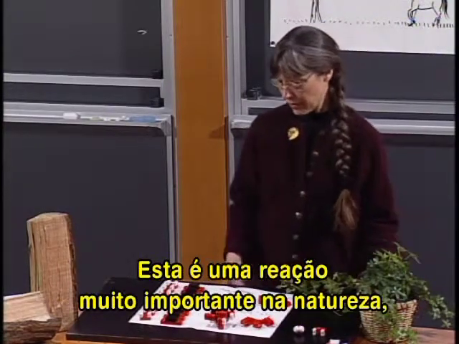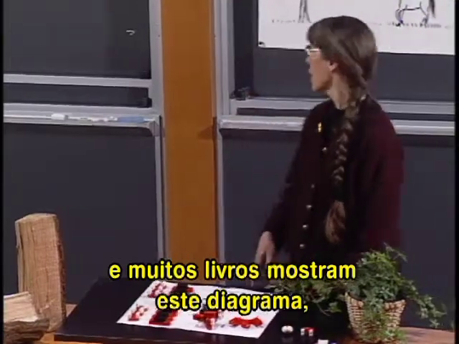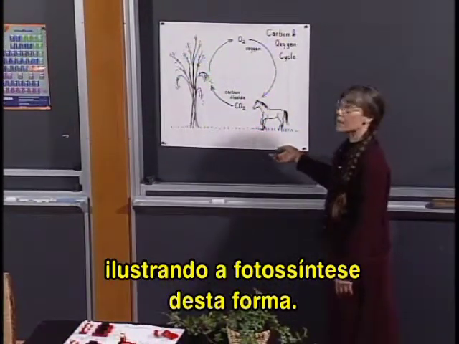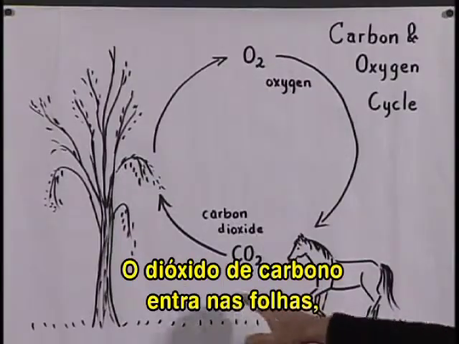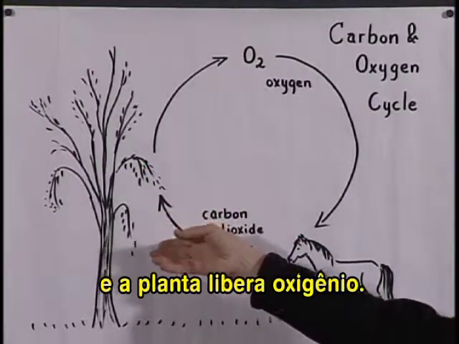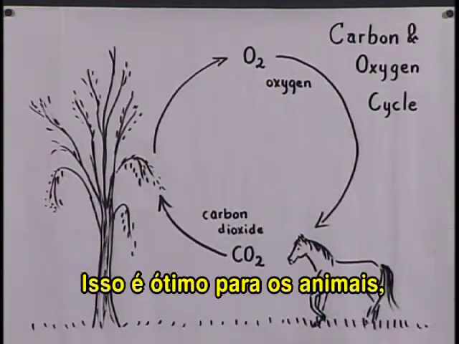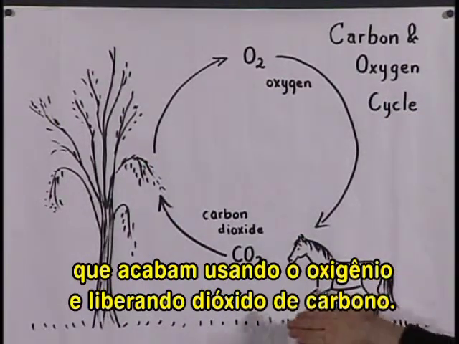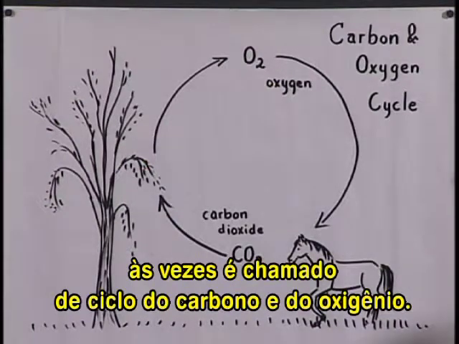Now, this is a very important reaction in nature, and many textbooks oftentimes have this diagram, which shows photosynthesis in this way. The fact is that the carbon dioxide is entering the leaves and the plant is giving off the oxygen. And this is great for the animals because they end up using the oxygen and giving off the carbon dioxide. And this cyclic process is sometimes called the carbon and oxygen cycle.